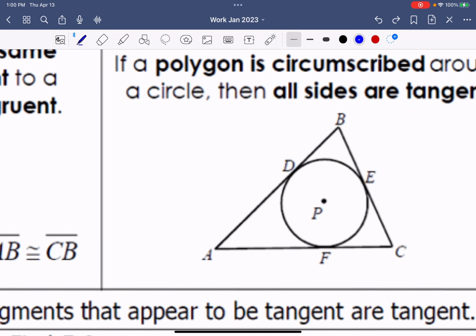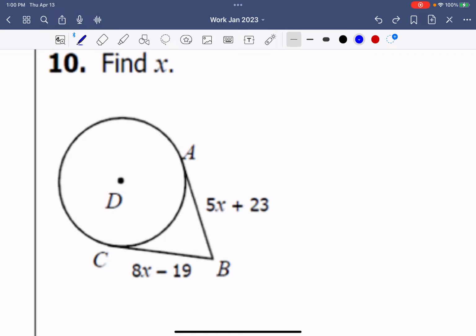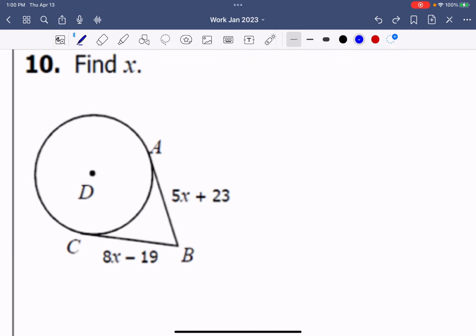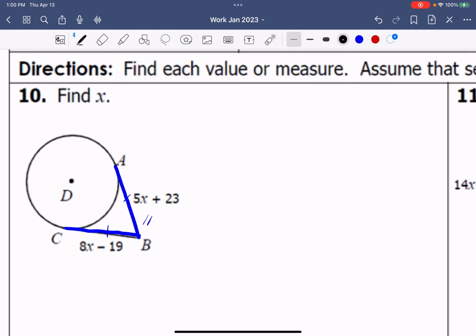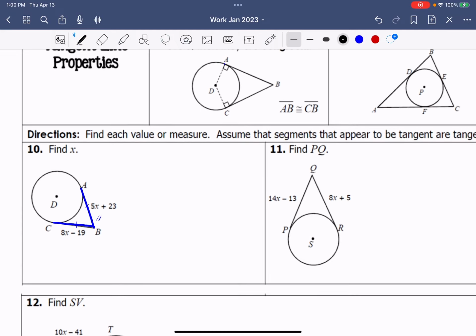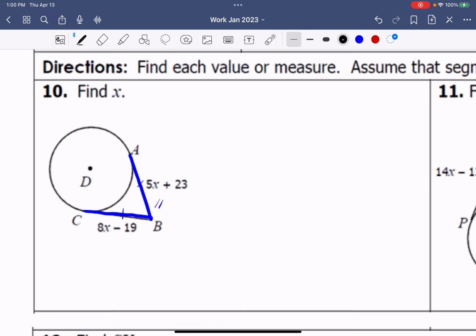And the same thing happens if you repeat the process more than once. So on example number 10, if we have A to B is a tangent and C to B is a tangent and they're the same size, then these two equations are the same. So you're just going to put an equal sign between them and solve, because the directions say assume that the segments are tangent. So we're going to solve.